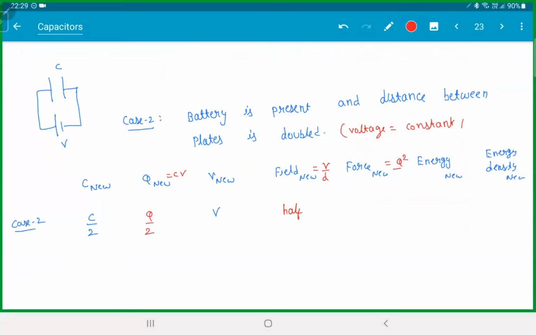Force is Q square by 2A epsilon. This becomes 1/4. Energy is half CV square. C became half, so this becomes half. Energy density is half epsilon E square. E became half, so this becomes 1/4. Please check.